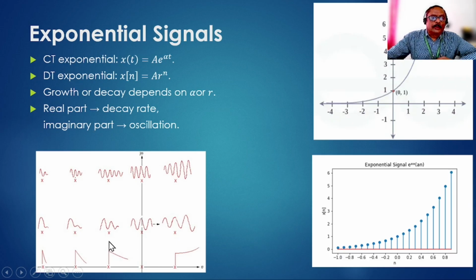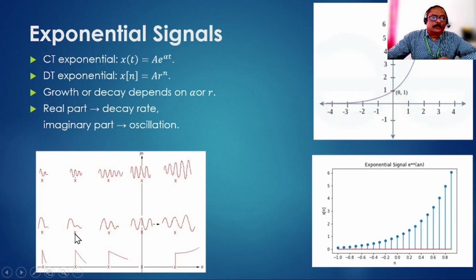If you look at this particular point, we can see that the real component is negative, therefore there is decay, and the imaginary component has some value, therefore there are some oscillations. So there is oscillation, but the magnitude of the oscillation is decaying.